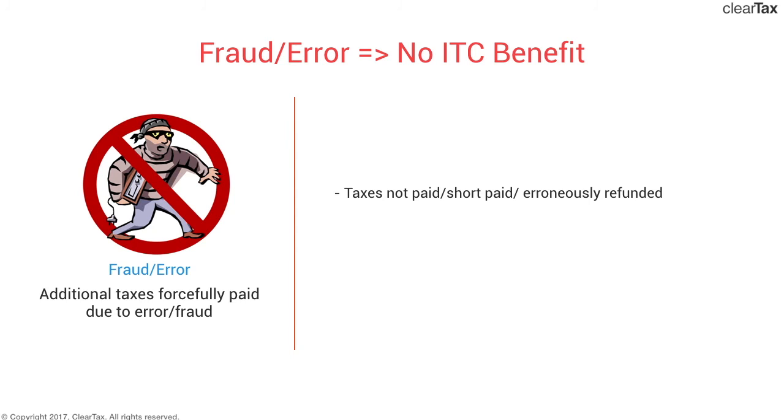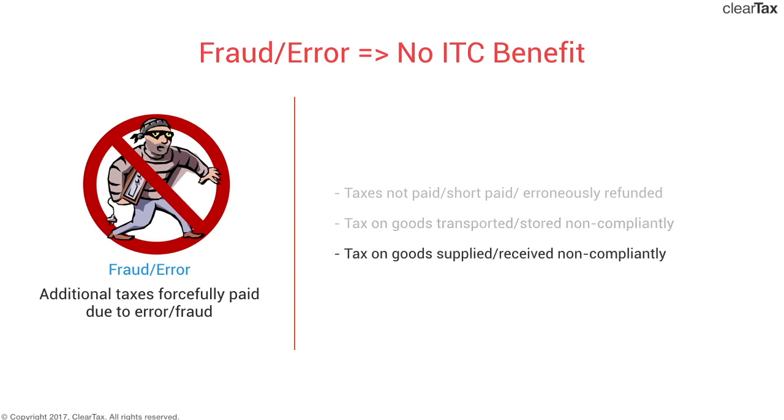The next 2 instances are related to goods and services. The first of these talks about transportation and storage. If you have transported or stored goods in manners which are contradictory to the provisions of the Act, and the government finds out and you have to pay a tax or penalty on that amount, input tax credit cannot be claimed on this tax component. The last instance is about supplying and receiving goods. If you have supplied or received goods in manners contradictory to the Act, then you cannot claim input tax credit on the additional tax that you'll have to pay for such act.